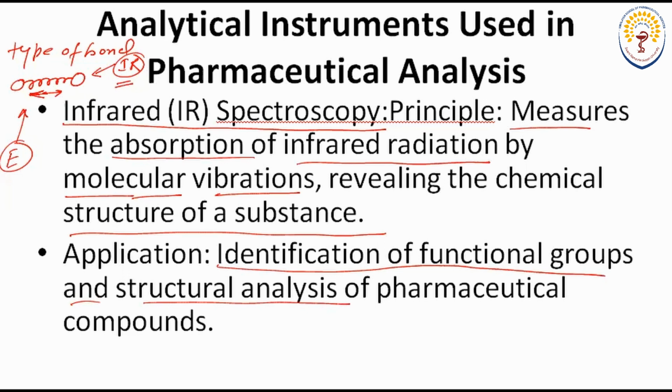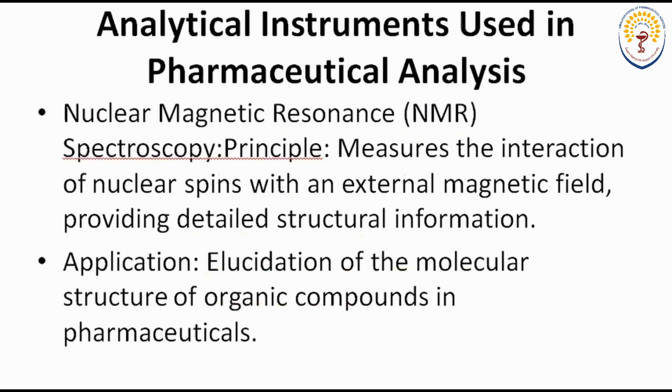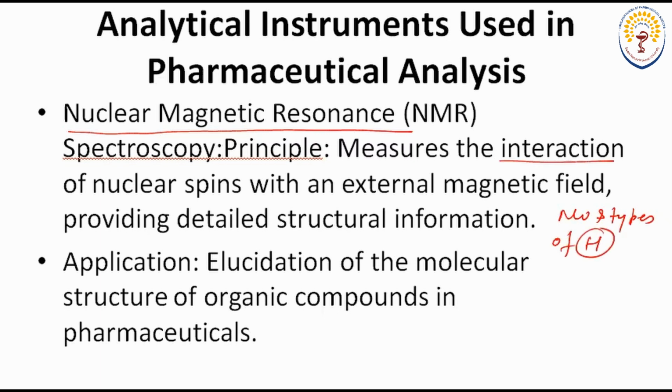Whenever we are performing the molecular analysis or the structural analysis of a compound, we are using infrared spectroscopy. Now here comes NMR, nuclear magnetic resonance. As I have previously discussed, it is actually telling us about the number and types of proton which is present. So there is an interaction of the nuclear spin with the external magnetic field. As I have already told you, there is a very strong magnetic field in which we will keep our sample.